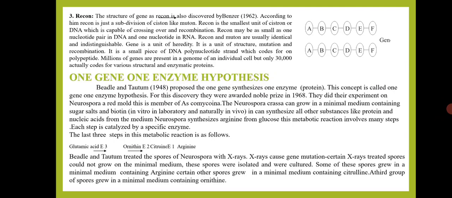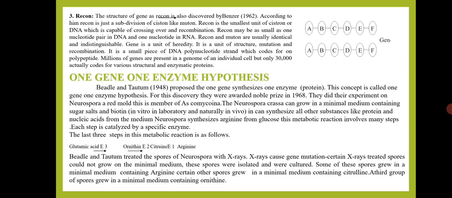Recon and muton are usually identical, and it is a small piece of DNA polynucleotide strand which codes for a polypeptide. Millions of genes are present in the genome of an individual cell, but only 30,000 actually code for various structural and enzymatic proteins. Now we shall see about the one gene, one enzyme hypothesis. This has been proposed by Beadle and Tatum in the year 1948.